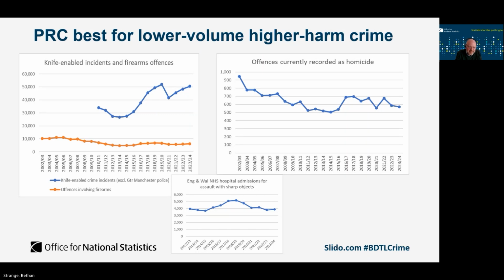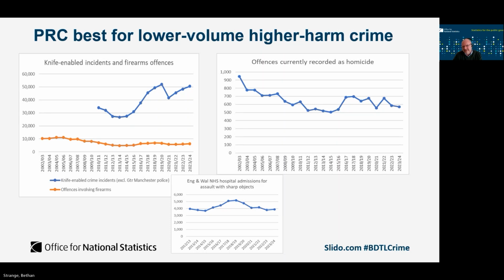And then the orange line is firearms offences, which has actually dropped since the last 20 years and is relatively flat in the last 10 years or so, although has dropped 20% in the last year's data that we've just published today.